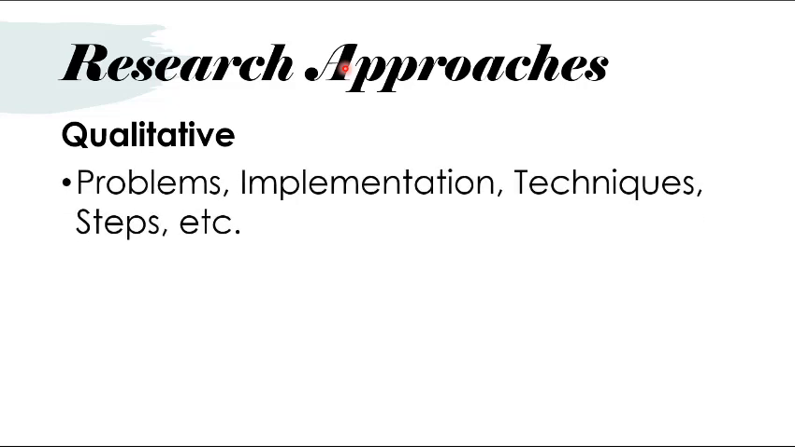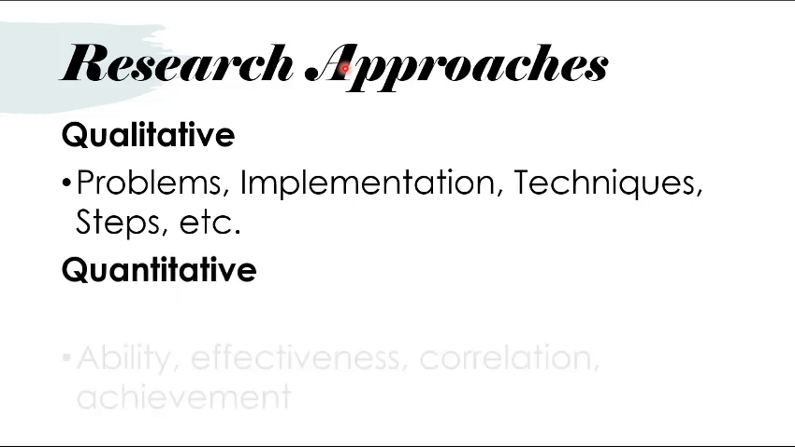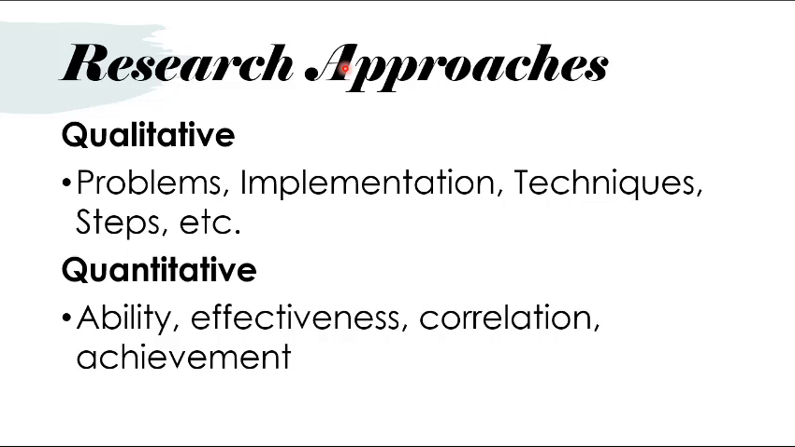So when we are talking about the research approaches, what we have in mind is that there is, ini yang sering kita pakai in our campus. The first one is qualitative. The examples are problems, implementation, techniques, steps, and etc. And then we also have the quantitative. Biasanya termasuk this one is ability, effectiveness, correlation, and achievement. Bagaimana sih membedakannya? It's a very simple question actually.